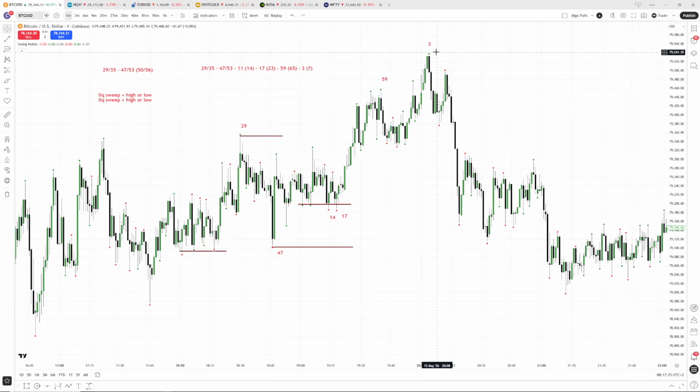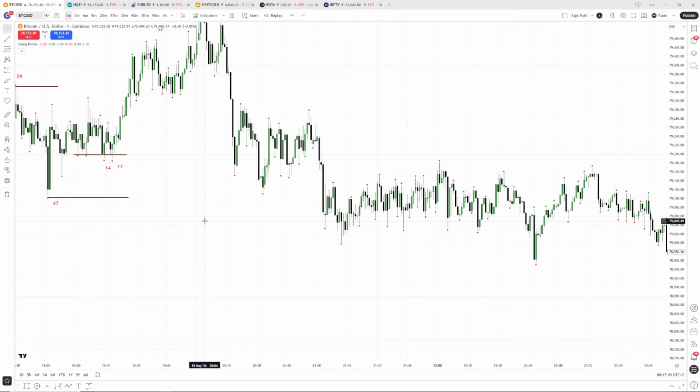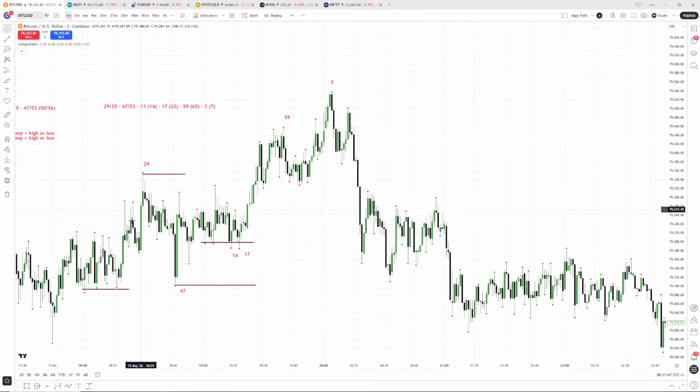Okay. And then finally 3 ends the algo. And since this reverse algo was a consolidation, once it ended, it gave you the big move down. Okay, so you're able to track 29.47, 11.17, 59, and then 3.